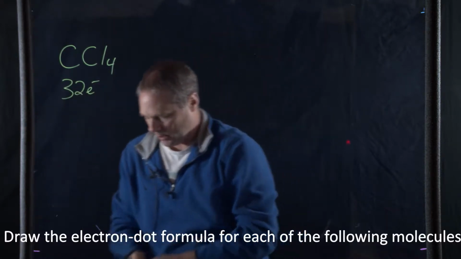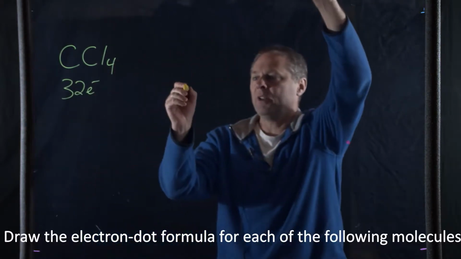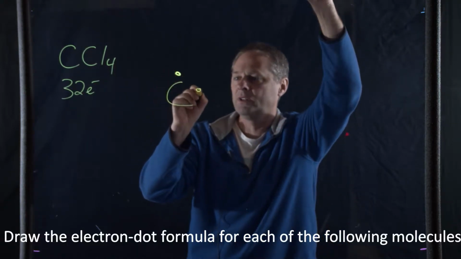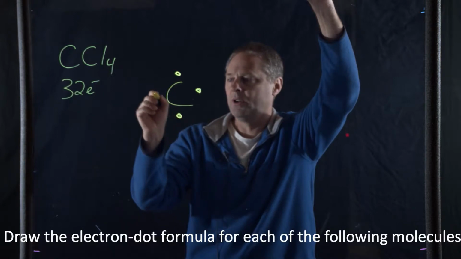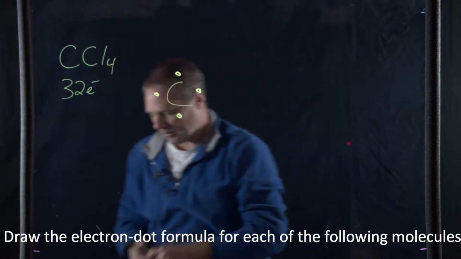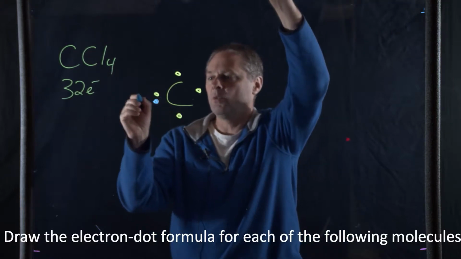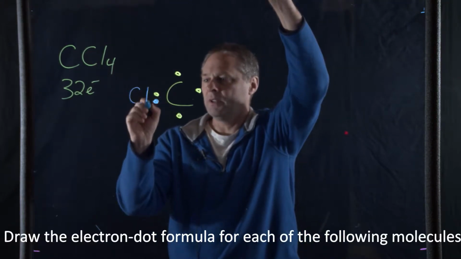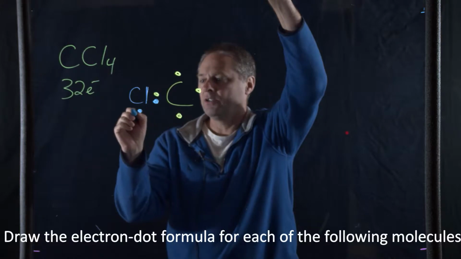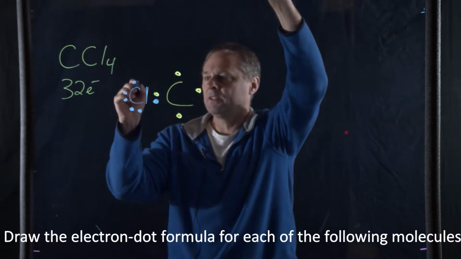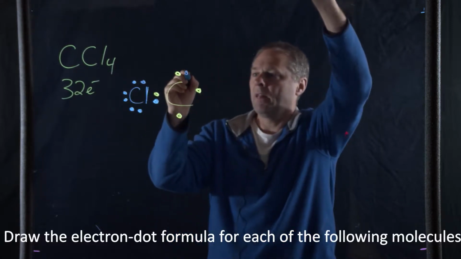All right. We're going to start with the carbon. Carbon has 4 valence electrons. It's written first, so we're going to start with carbon. So there's 1, 2, 3, 4. There's carbon's 4 valence electrons. Now we'll do the chlorine. There's 1 for chlorine. Make that a little bit bigger. 2, 3, 4, 5, 6, 7.